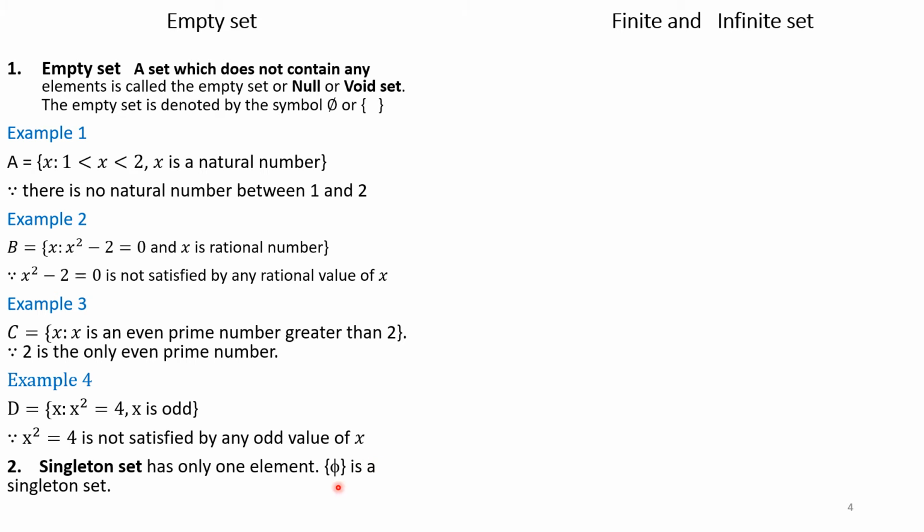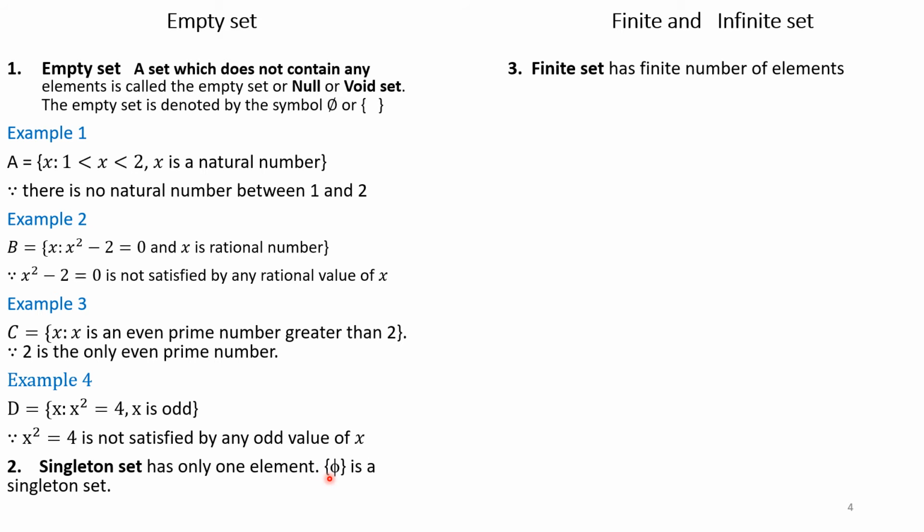The next definition is the singleton set. A singleton set has only one element. So if phi is an element of a set, written within brackets as {phi}, it is a singleton set. Sometimes we use singletons for solving a number of problems that we will see in subsequent examples.